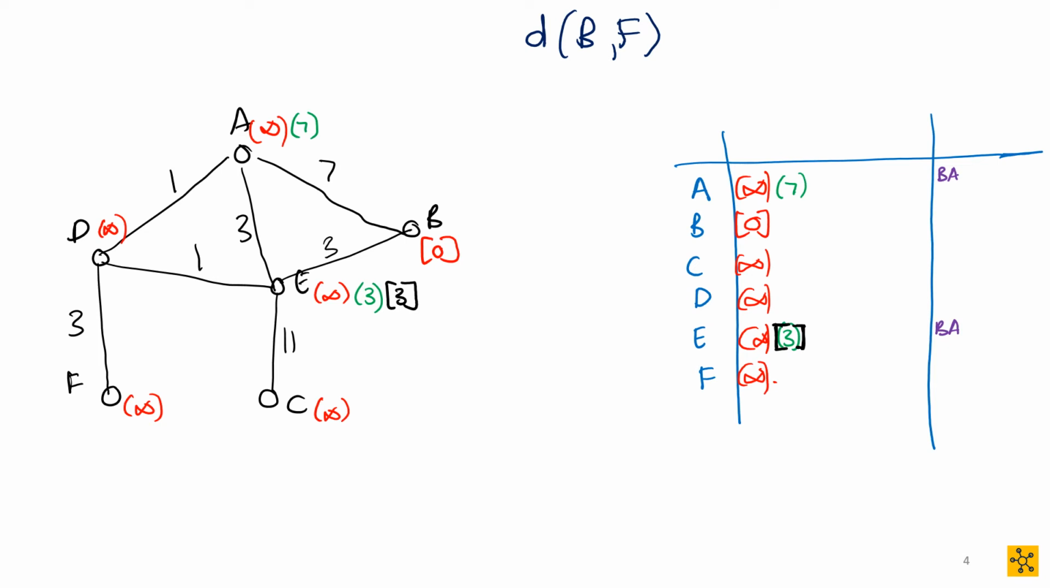Moving on, we now have 3 as our potential, so we look at all the vertices adjacent to E and update their temporary labels. So let's go through this approach. E is adjacent to C, so we have 3 plus 11, which gives us 14. We update this one to 14. Shouldn't actually be using purple, but let's just go with it. Then we have 3 plus 3 gives us 6. 6 is smaller than 7, so that's a better approach. So this one gets updated.